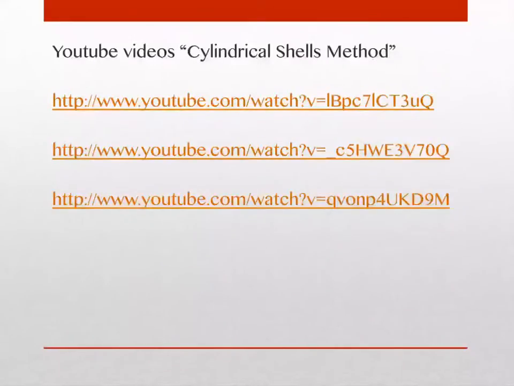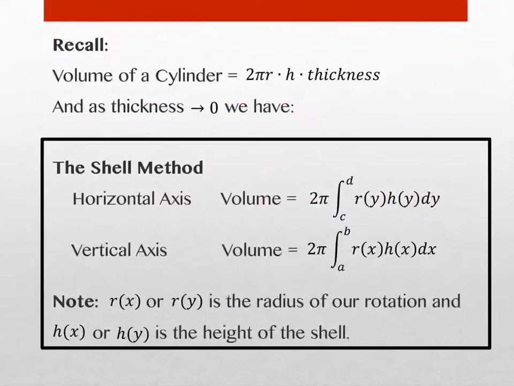And as he did this, he talked about the volume of the cylinder being 2 pi times the radius times the height times the thickness. And then we talked about letting this be infinitely thin, right? Letting the thickness approach 0.